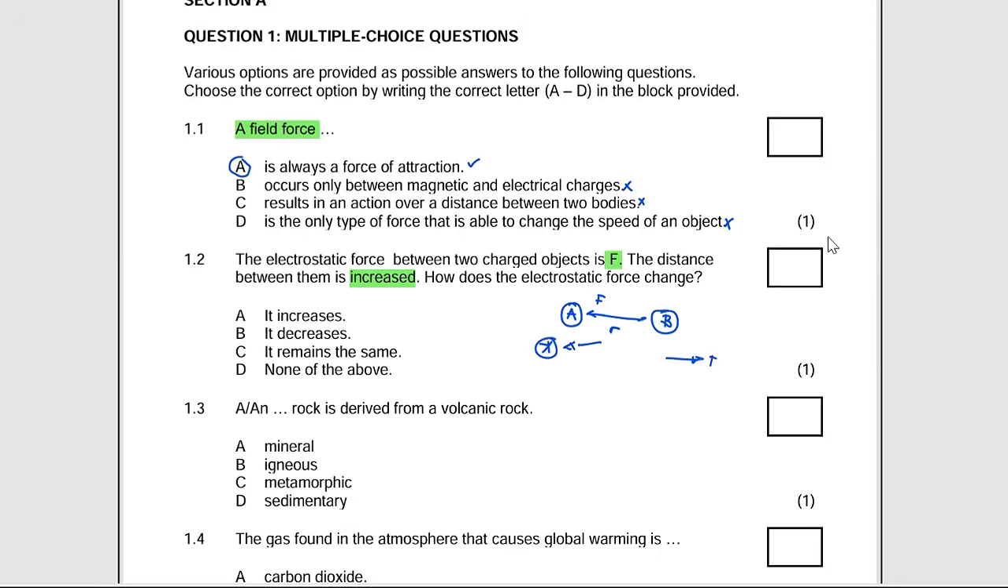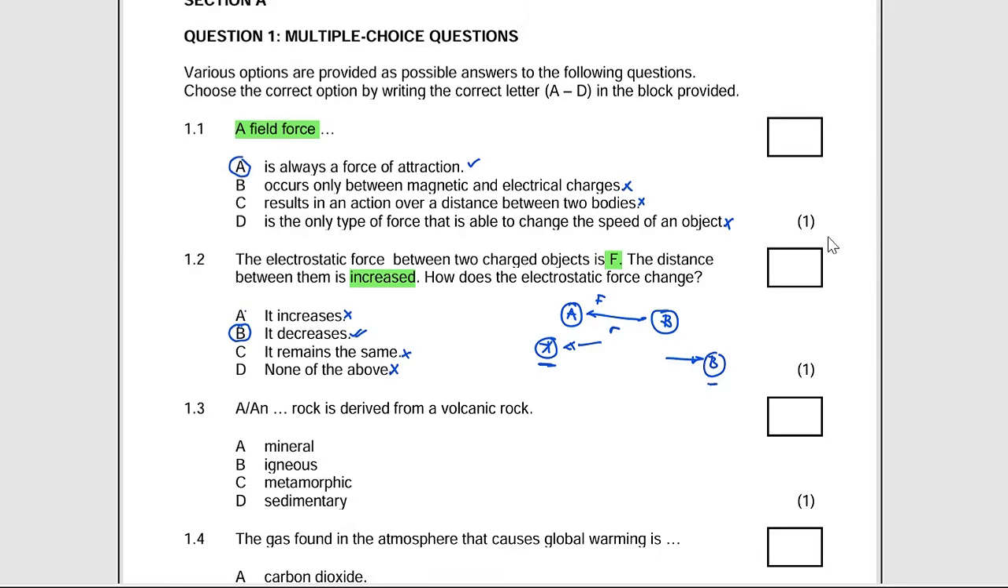Then they are asking us, how does the electrostatic force change? Option A says it increases, which is going to be incorrect, because now A and B are further apart. It means the force of attraction should be decreasing. Then option B says it decreases, so this is our correct answer, because now both these spheres or objects A and B are far apart. Then the one that says remains the same is incorrect. And then option D, none of the above, is also incorrect.